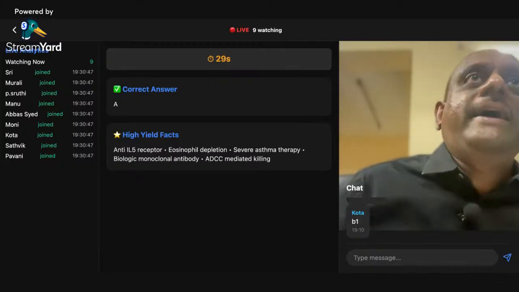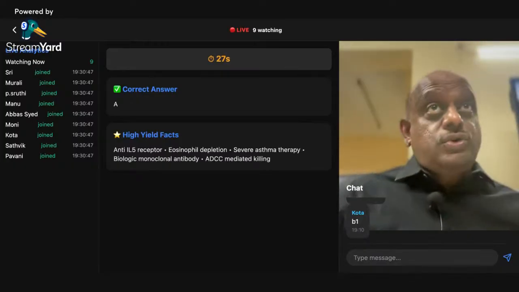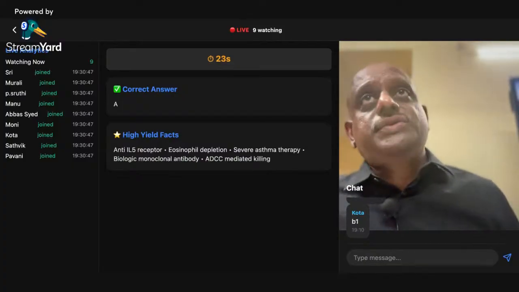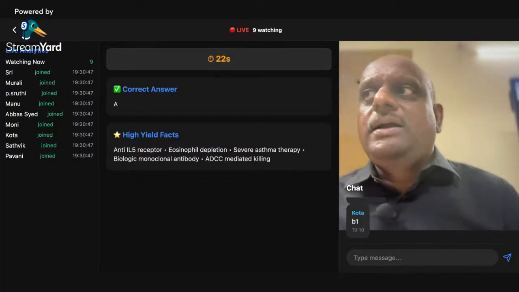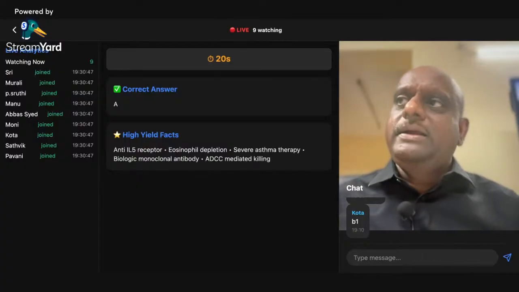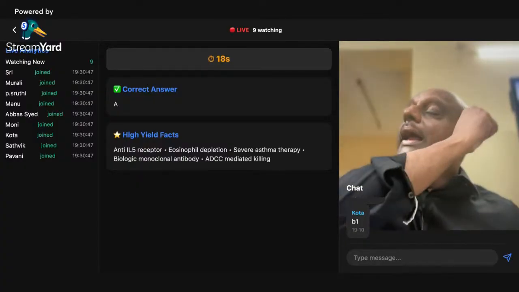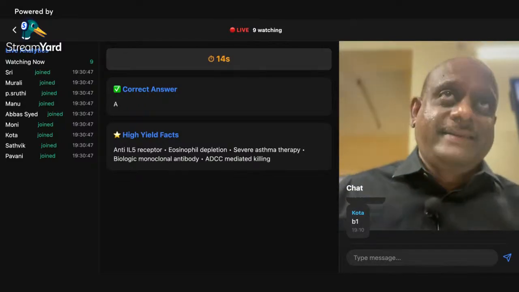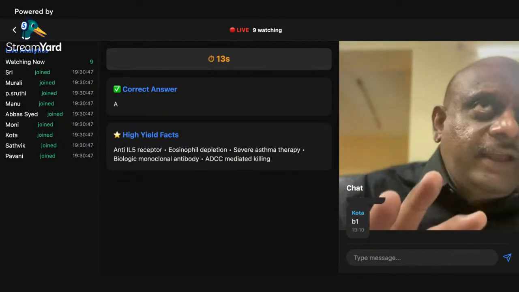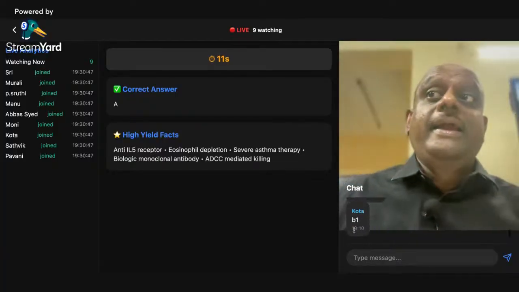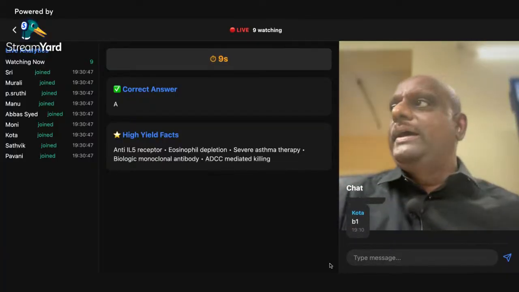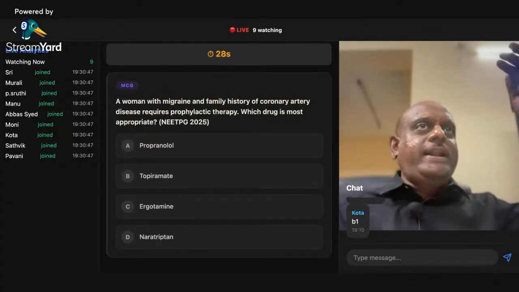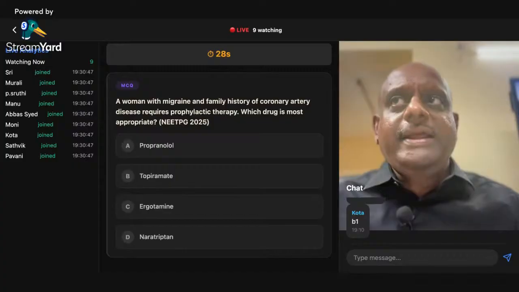So anti-IL-5 receptor, eosinophil depletion, severe asthma. It works through the antibody-dependent cell-mediated cytotoxicity killing pathway. It is involved. The interleukin 5. Okay. Next, doctor. One monoclonal antibody out of 20 monoclonal antibodies, sure shot in the exam.